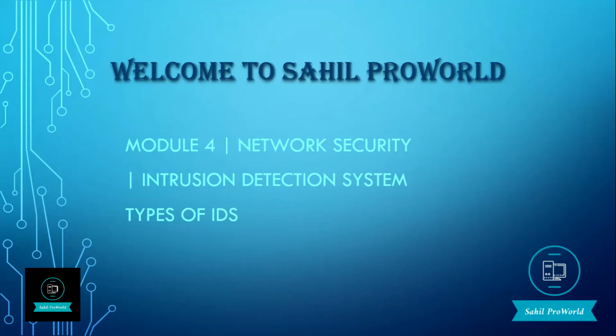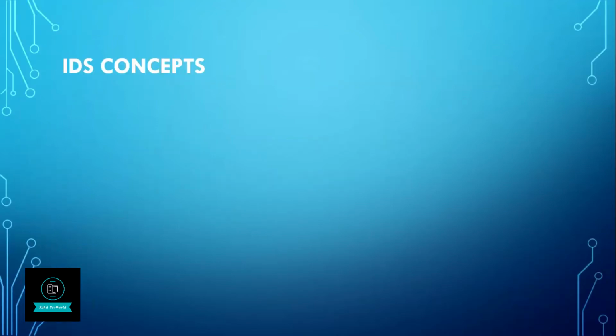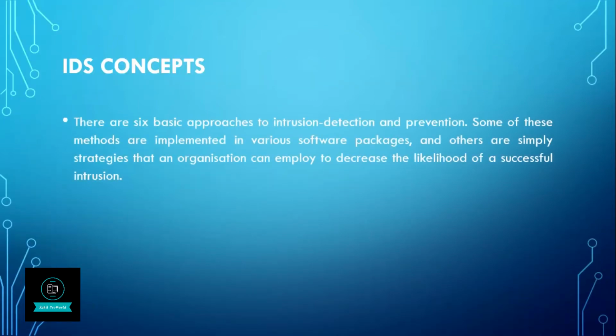In this module 4 we have learnt about intrusion detection system and types of IDS. So now let's begin IDS concepts. There are 6 approaches to intrusion detection and prevention. Some of these methods are implemented in various software packages and others are simply strategies that an organization can employ to decrease the likelihood of a successful intrusion.